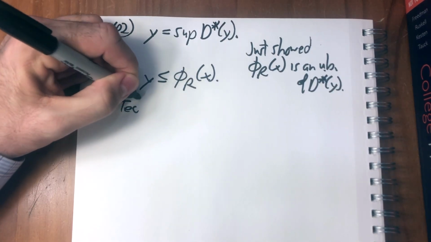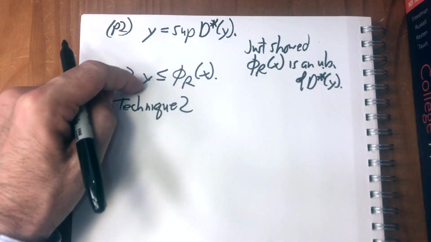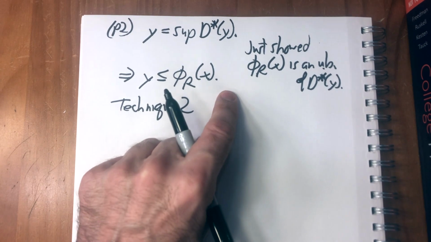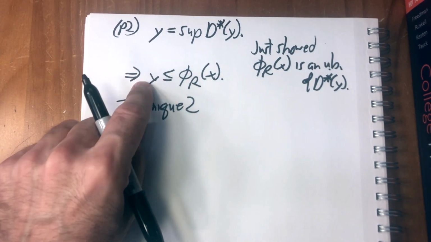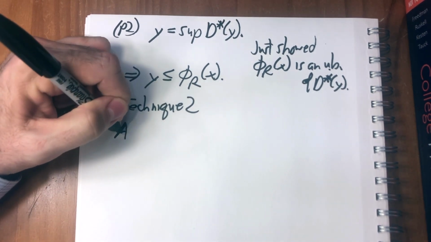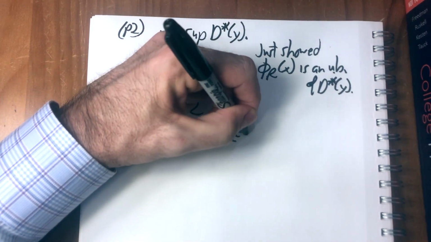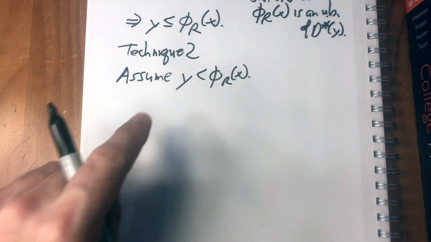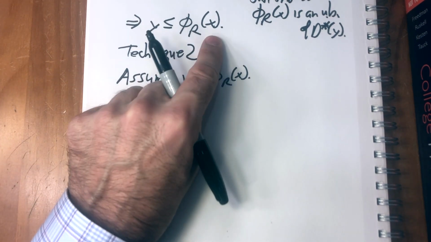And that is technique 2. If y is less than or equal to phi r of x, but y is not less than phi r of x, then y must be equal to phi r of x. So what we have to show now is that y is not less than phi r of x. How do we do that? We assume the opposite. So assume that y is less than phi r of x. Now we're going to show that this leads to a contradiction, and therefore this must not be true. Therefore, y equals phi r of x.